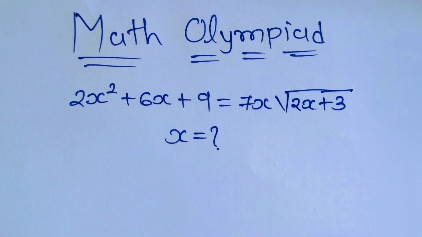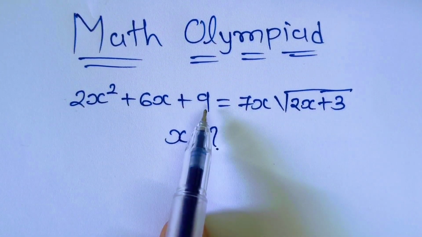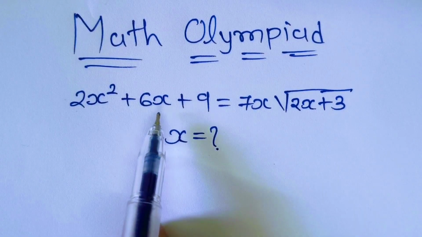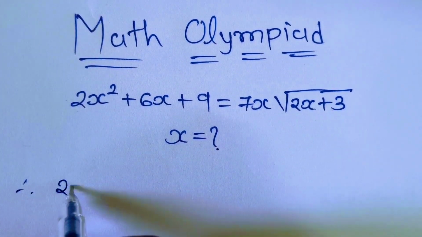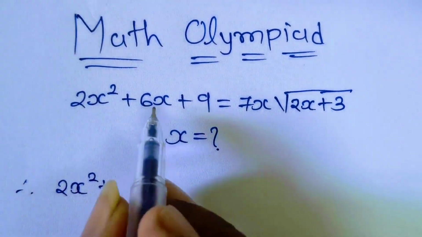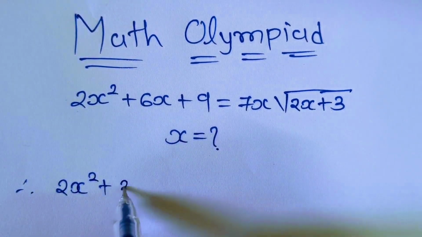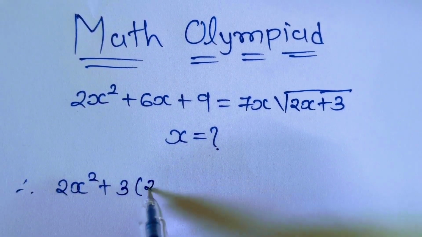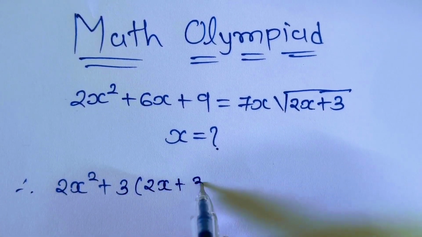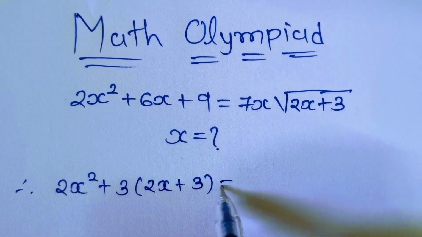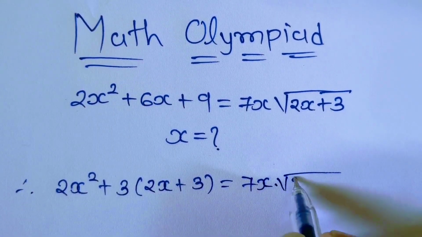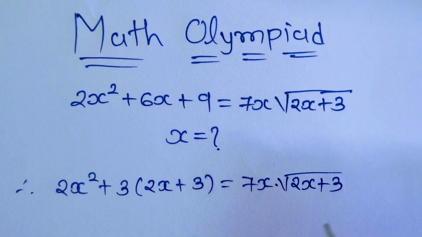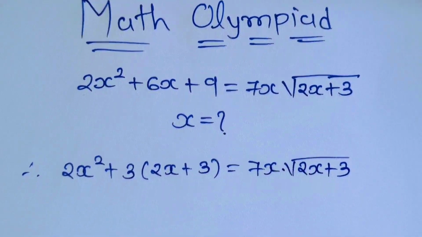First of all, in 6x + 9, if you take 3 common, it converts to 2x + 3. Therefore, 2x² + 6x + 9 becomes 2x² + 3(2x + 3), which gives 2x² + 3(2x + 3) = 7x√(2x + 3). The first step, I think, is clear.